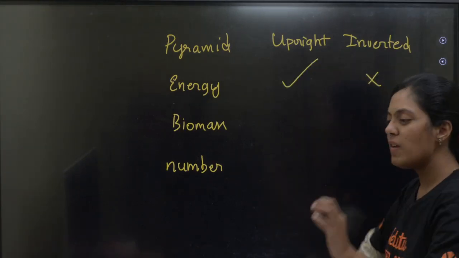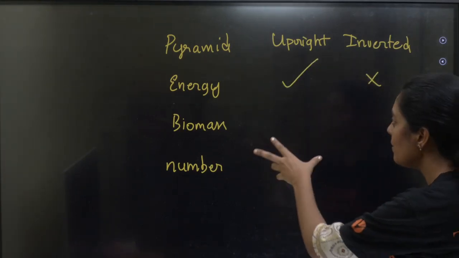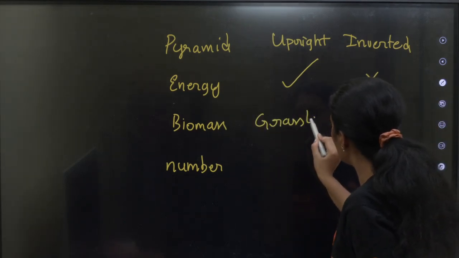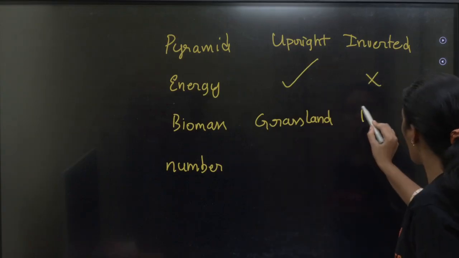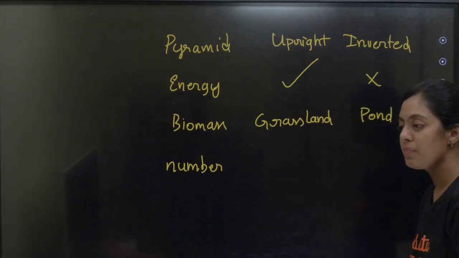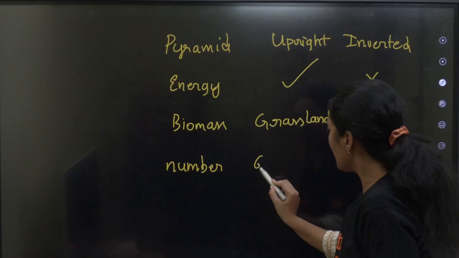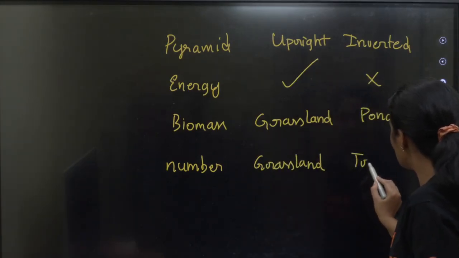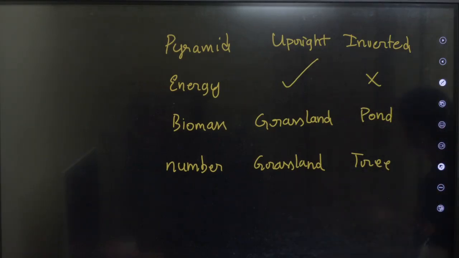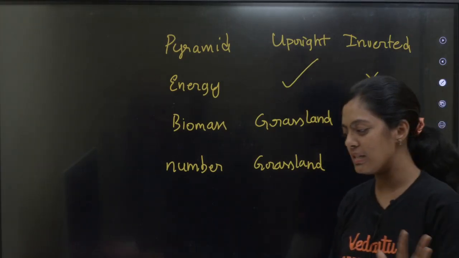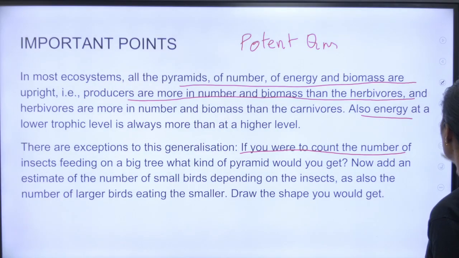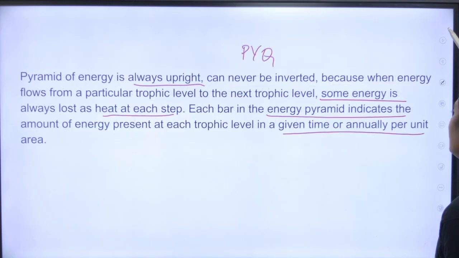It is always upright. Now, for pyramid of energy, upright; for biomass, grassland; for this, pond or aquatic ecosystem. For number, you again take grassland, no confusion. For this, it is the tree ecosystem. Remember this, and it is very easy to solve all the questions that come up in this part. This is all you have in your NCERT, that is from your exam point of view.